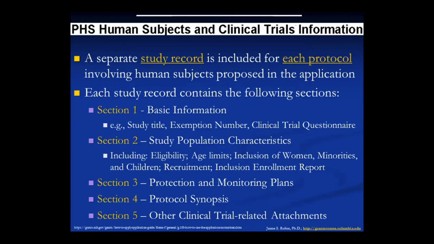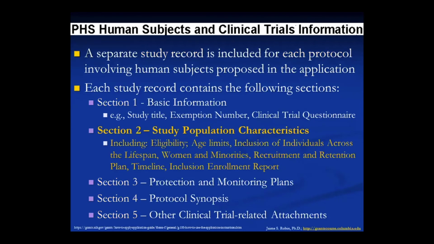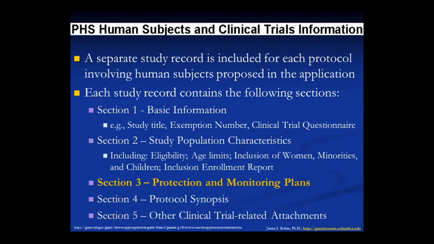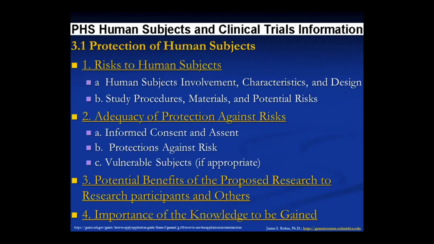If you need to fill out this form, there's a separate study record for each protocol. There are 5 main sections in this protocol. I just want to highlight a couple of them. One is the study population characteristics, and this is where you would talk about age and the inclusion and the exclusion criteria. I wanted to highlight again, individuals across the lifespan, children as well as through to older adults, and also protection and monitoring plans. If you do research with human subjects and you have an IRB protocol, you've probably addressed these issues already.